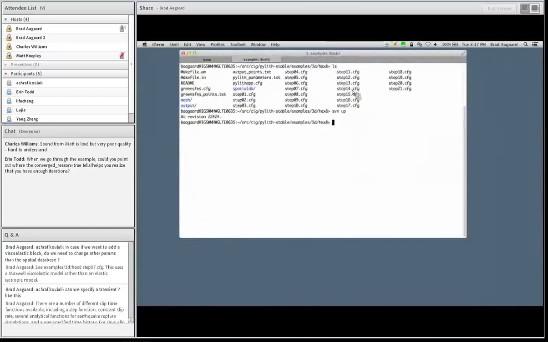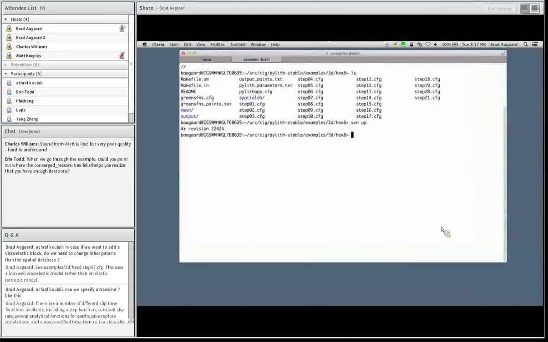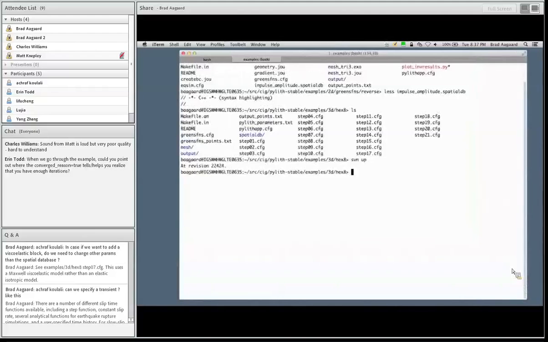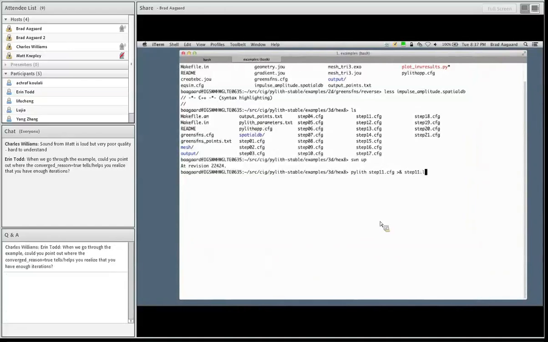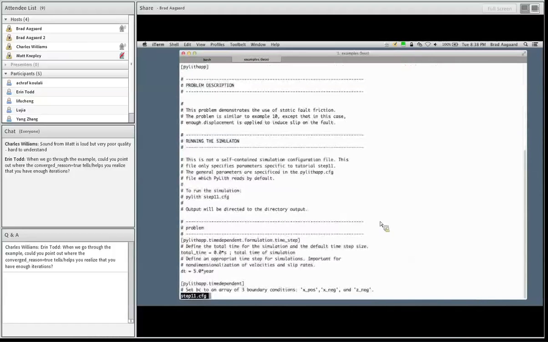Bump it up even more. So we're going to run step 11, pylith step11.cfg, and I'm going to capture it to a log like this. It ran, so let's look at the output.